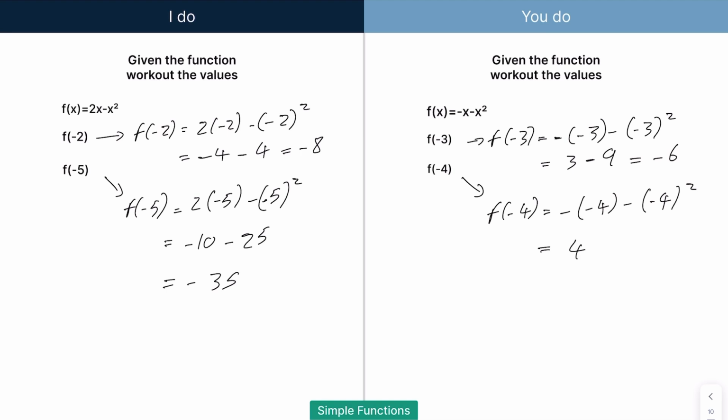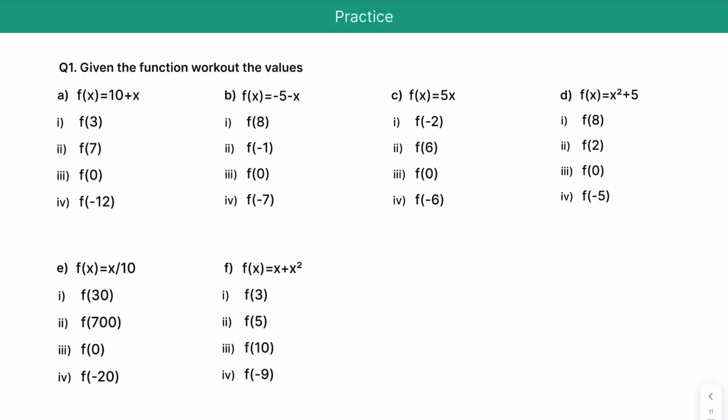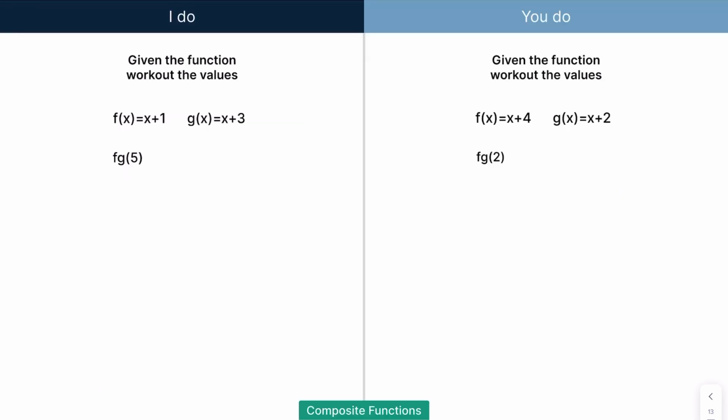So this bit here becomes a 4. Then we have a negative, 4 squared is 16. And then we are left with minus 12. So here's some practice questions for you to have a go at. Press pause and have a go. Here are the answers, mark your work.